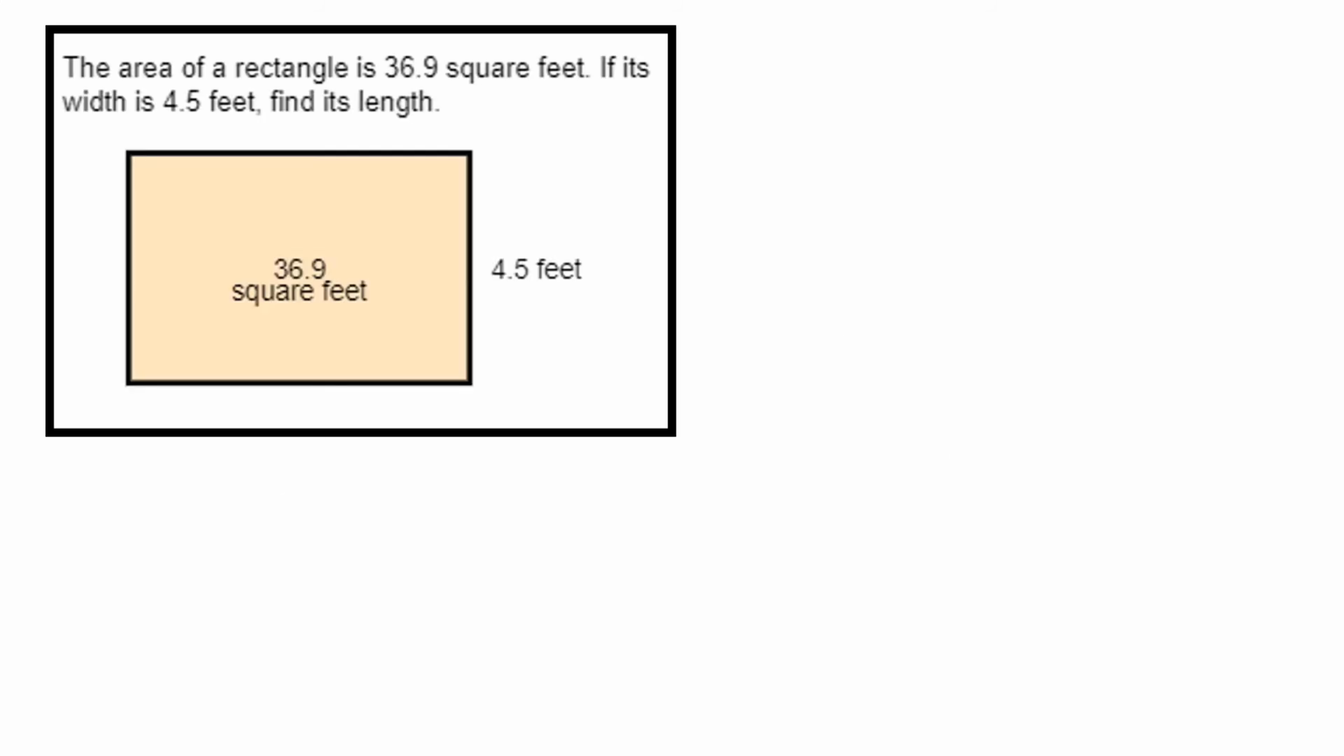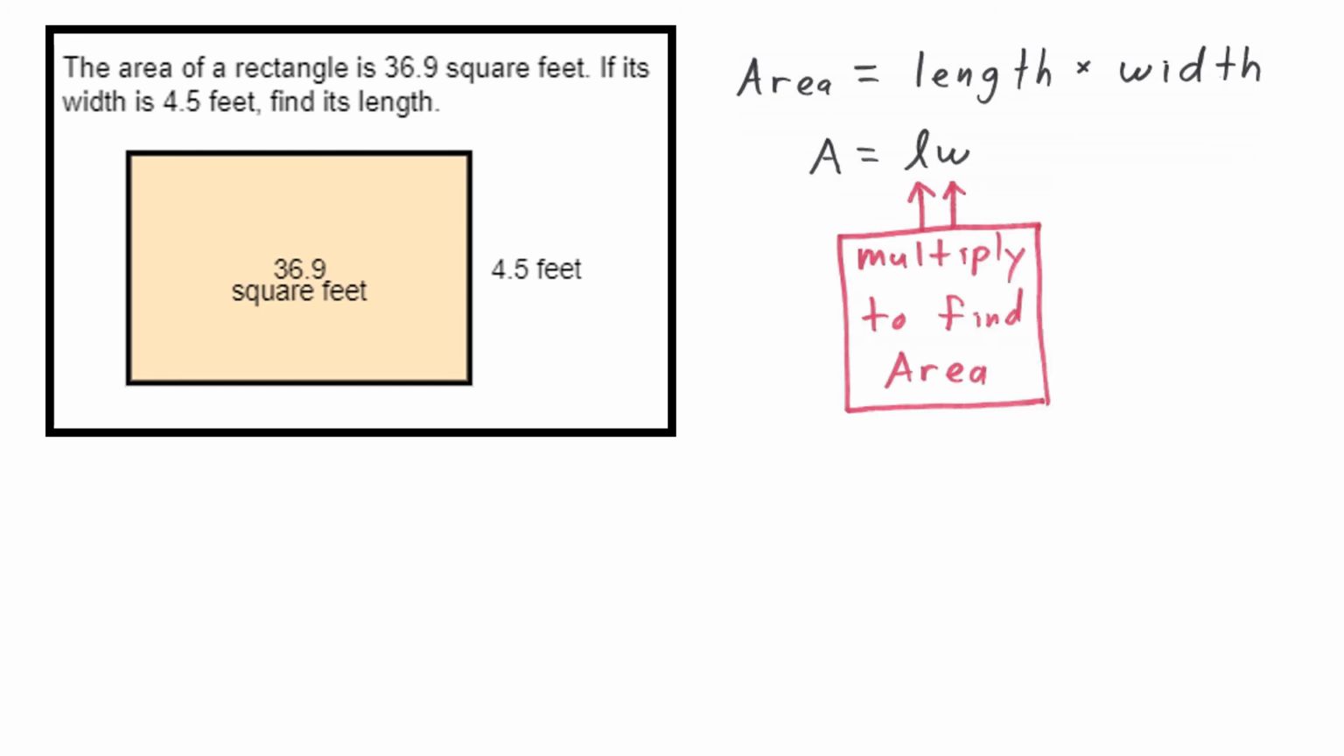The area of a rectangle is 36.9 square feet. If its width is 4.5 feet, find its length. We have a formula for area that says the area equals length times width. In variables, that's A equals LW. Typically, when we're using the area formula, we know the length and the width, and we multiply them together to find the area. In this question, we do have the width, but we do not have the length.